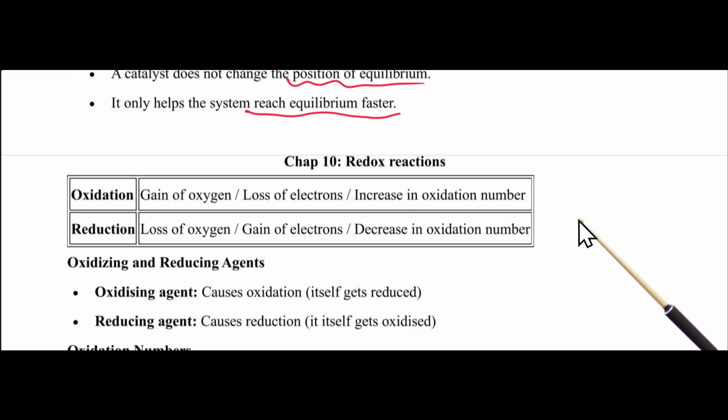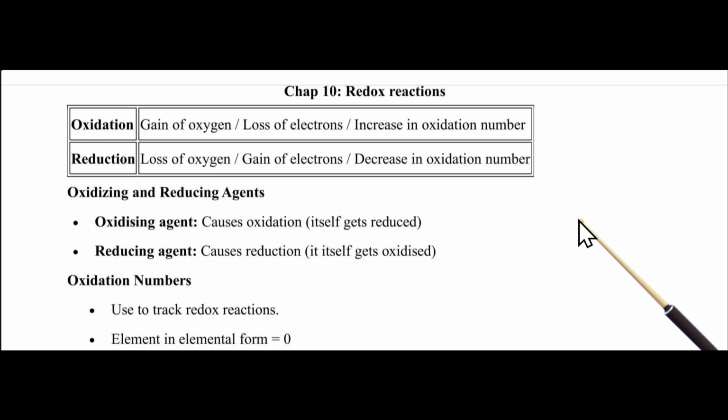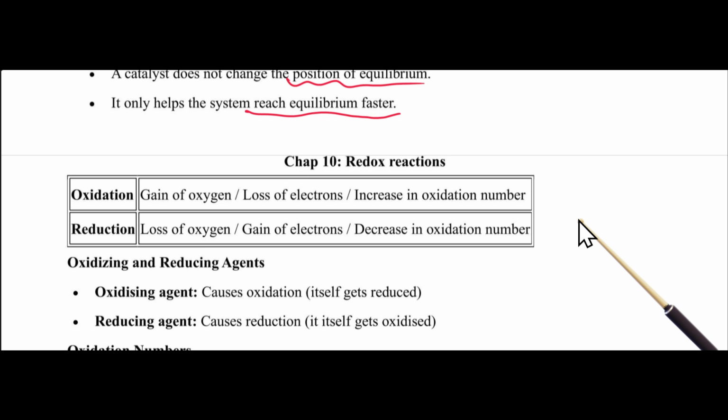Let's come towards chapter 10, redox reactions. For this, you have to remember oxidation and reduction. Okay, what are redox reactions? Reactions in which oxidation and reduction are taking place simultaneously. At the same time, oxidation and reduction are taking place.